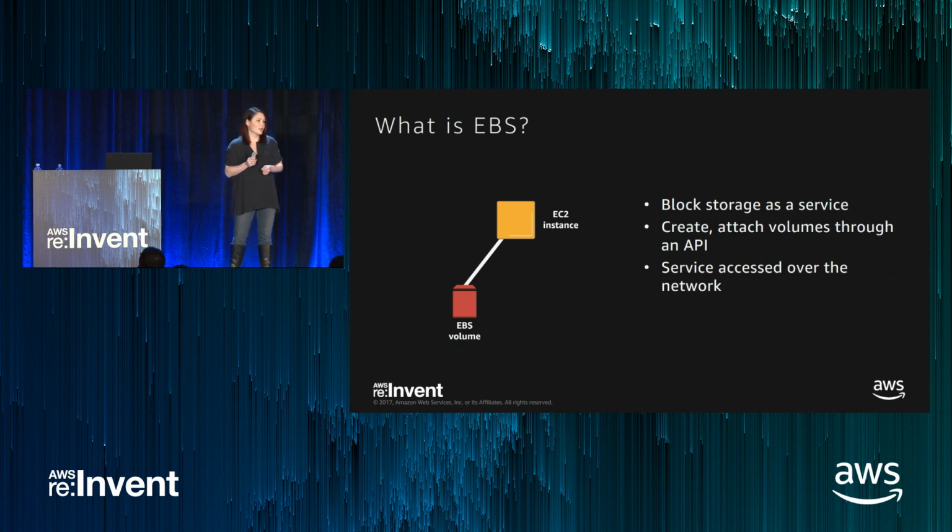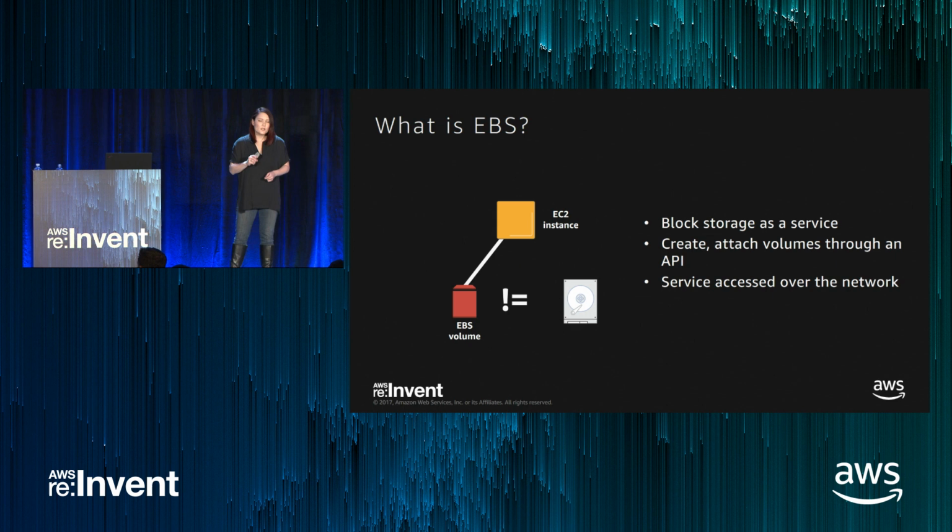EBS is block storage as a service. With an API call, you can configure a set amount of volume blocks with specific performance characteristics and attach them to your EC2 instance. It is a service delivered over the network, so that's important when sizing your instances and thinking about performance. But most importantly, it is a service, it is not a drive.